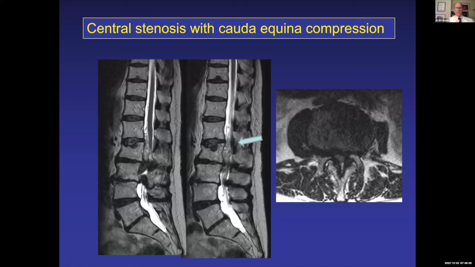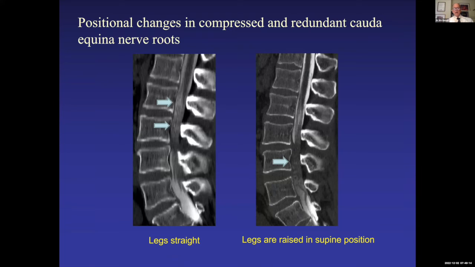And how can you prove that? That these are roots that may travel up and about. These are redundant and tortuous roots from the cauda equina. Here's a CT myelogram that we did, sagittal reconstructions.